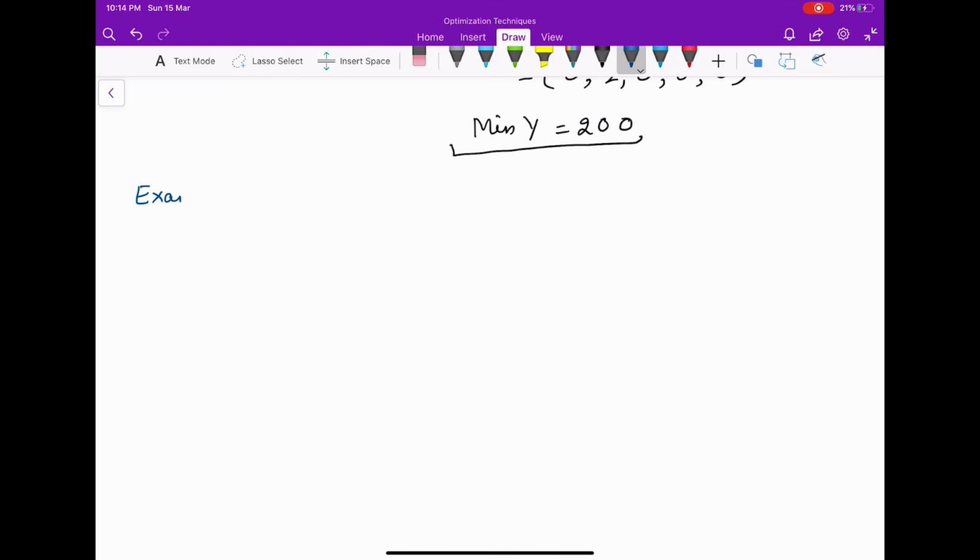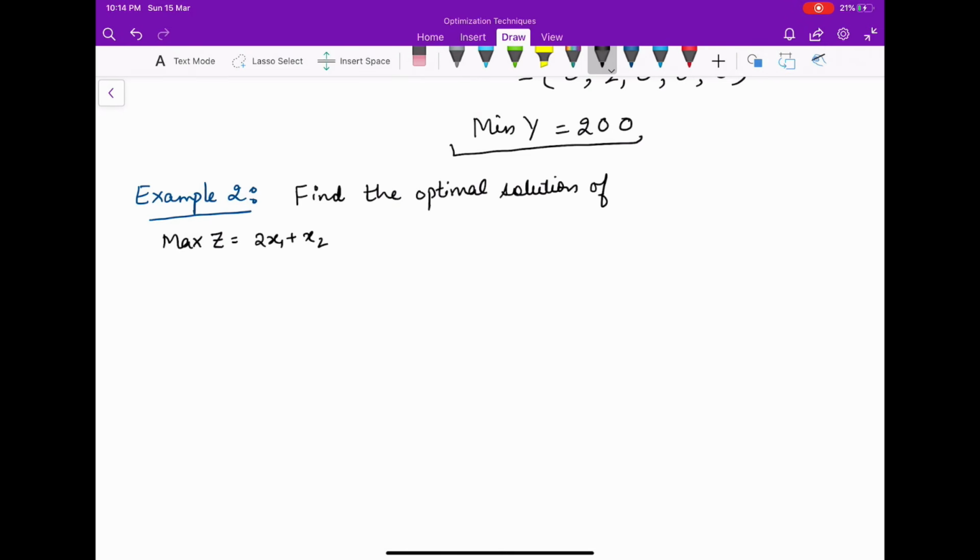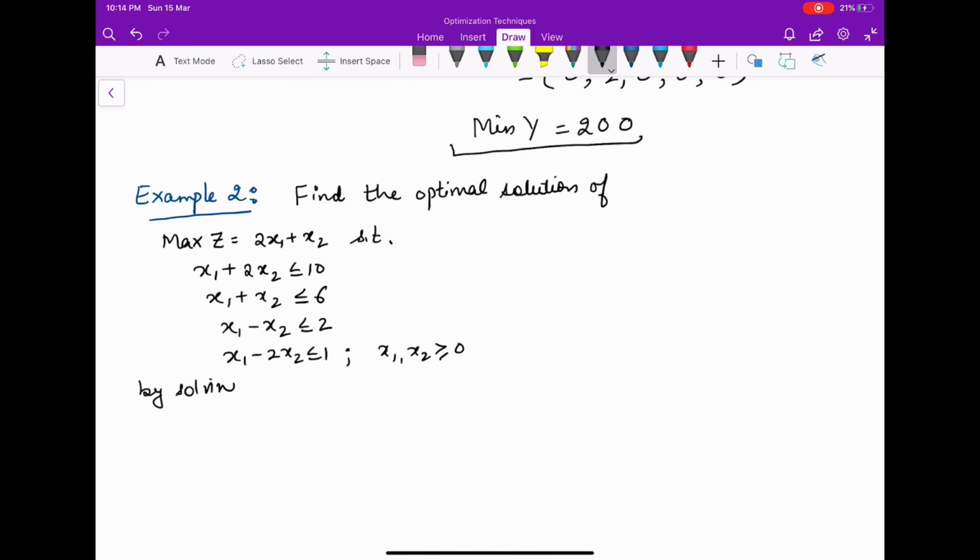Let's take one more example. Find the optimal solution of: maximize z equal to 2x1 plus x2 subject to x1 plus 2x2 less than or equal to 10, x1 plus x2 less than or equal to 6, x1 minus x2 less than or equal to 2, x1 minus 2x2 less than or equal to 1, and both variables non-negative, by solving its dual. So we want to solve its dual and then find the solution of the given problem.